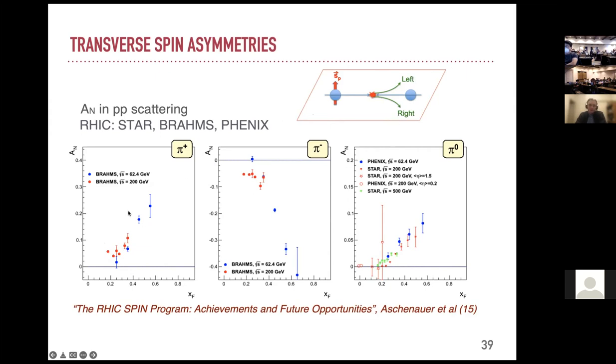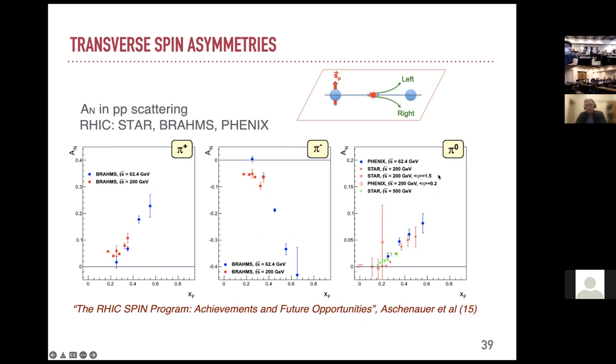And it turns out that the difference between left and right is quite sizable. It goes up to like 30%. And here it's for BRAHMS at 62 GeV and 200 GeV for pi plus. And for pi minus, it turns out to be in the opposite direction. Remember we were talking that Sivers functions change sign between up and down. So that looks like a very plausible explanation.